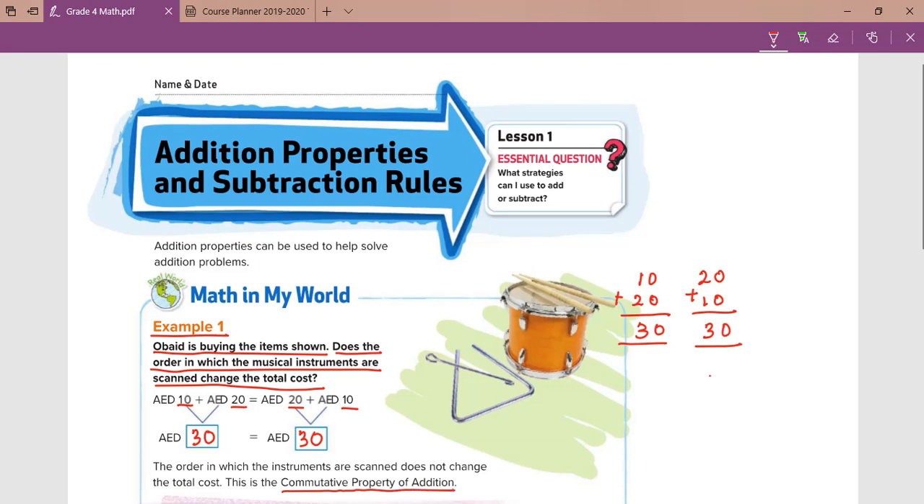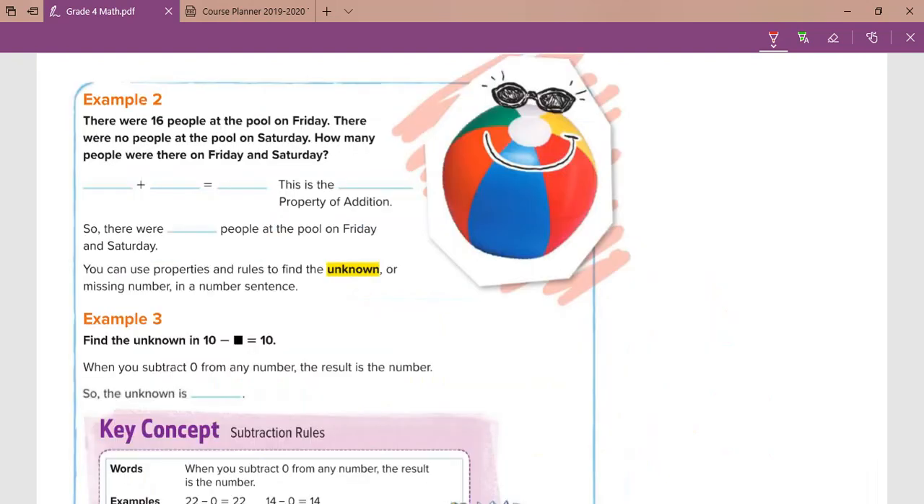For example, if I say 2 plus 3 is going to give me 5. If I bring 3 here and I take 2 here to write 3 plus 2, it is still going to give you 5. The same answer. This is commutative property. Let's look at example number 2.